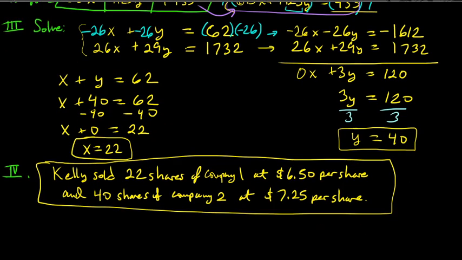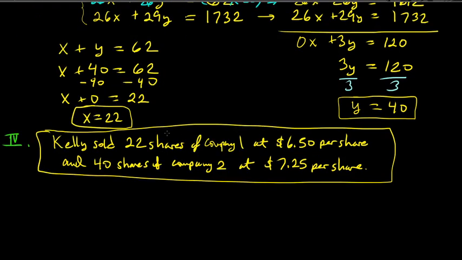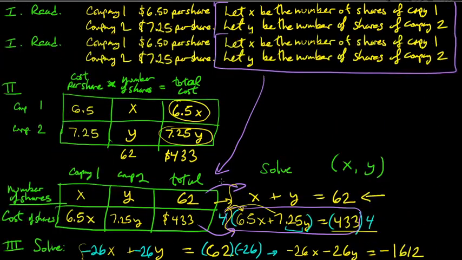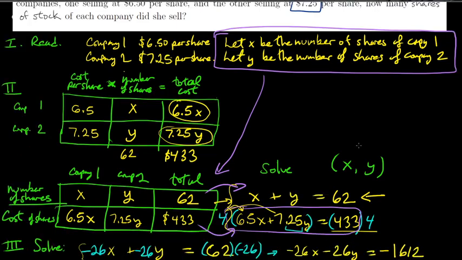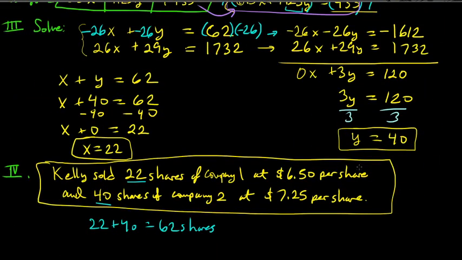Right? And it's a good idea to check, right? So there were 22 shares of the first company, 40 shares of the second company. When you add them up, you get 62 shares total. And that was the original question, right? Kelly sells 62 shares. So that part's correct.